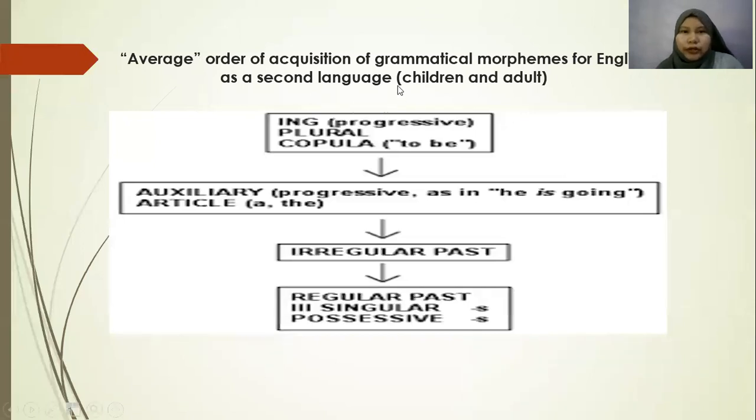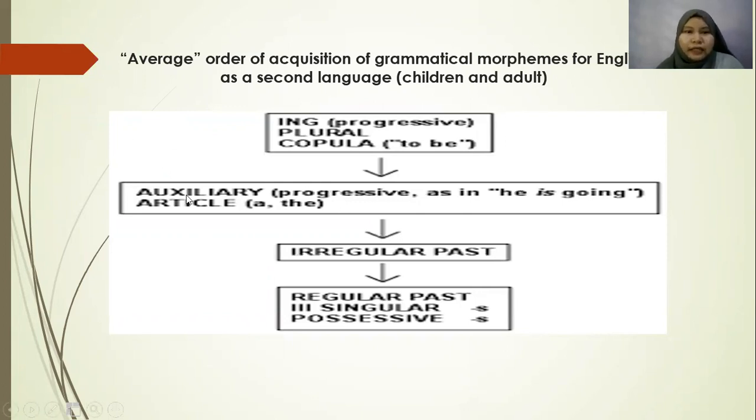So this is the average order of acquisition of grammatical morphemes for English as a second language for children and adults. So this is applicable for children and adults. This is the order of acquiring the grammar structure according to natural order theory. The first that the learner will learn is the ing progressive, plural. The swimming, dancing, cooking, the ing form, the plural, and also the copula to be. So that is the first grammatical rule or structure that the learner will learn.